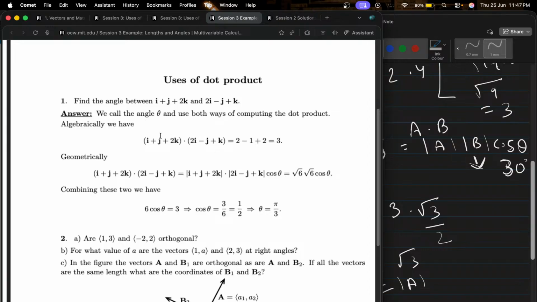So algebraically we have this into this, so 2, minus 1, and then again 2, that's 3. Okay, algebraically it's easy, geometrically it's kind of complex. So geometrically we have this thing, and we expanded it into this AB cos theta, and it comes out to be 2 3 4. So 4 6 under 6, and then 4 cross out, so under root 6.